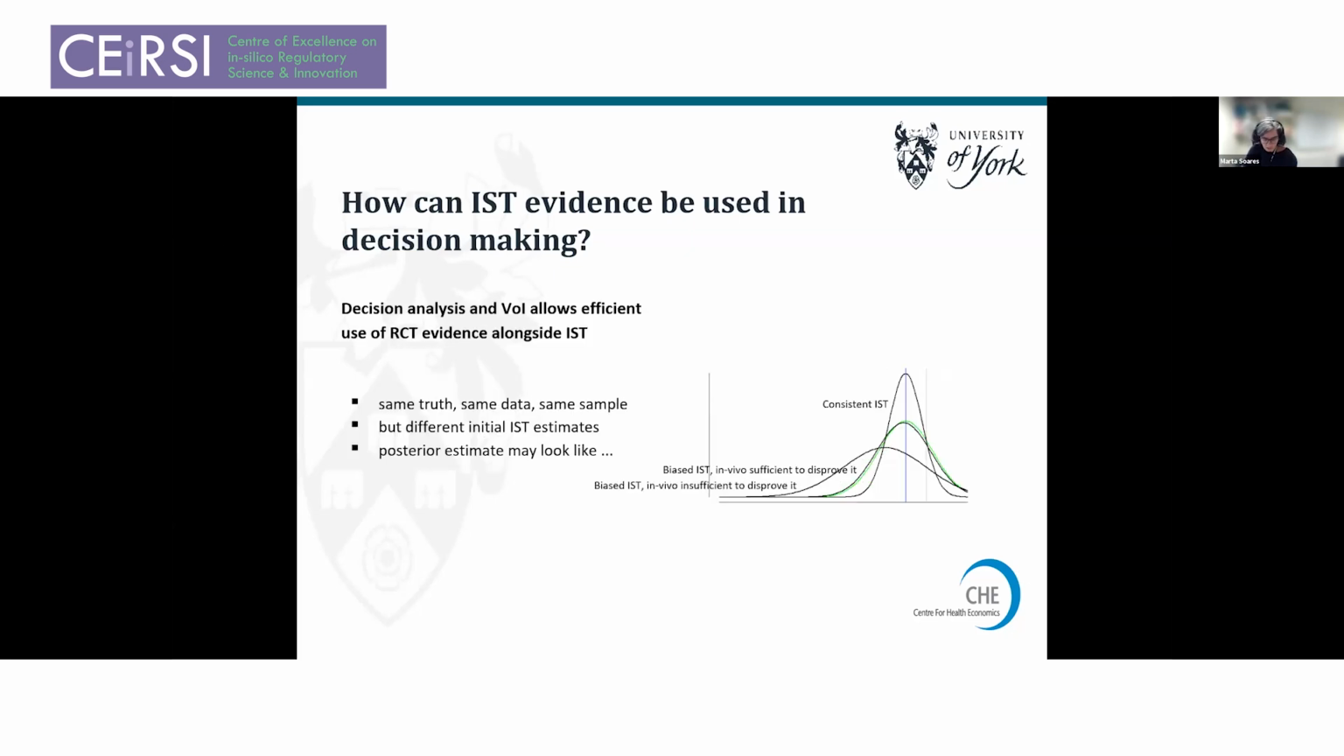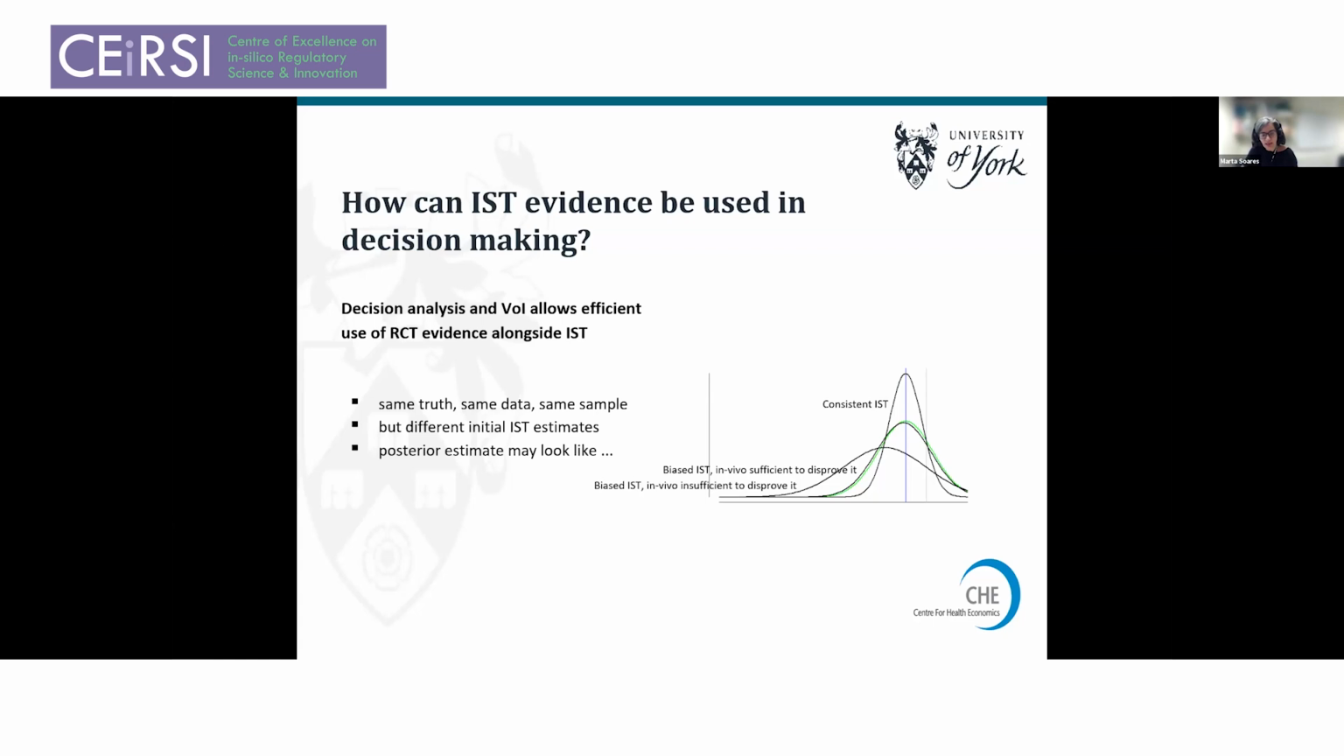So in this graph here, what you have is the same kind of truth, the same sample, so the same level of data, but different initial IST estimates, which I'm not showing. So I'm just showing the final estimates. So in green, you have the case where you only consider the in vivo RCT evidence. So that's your green curve.